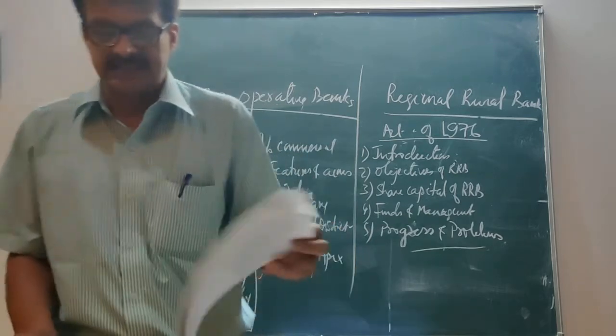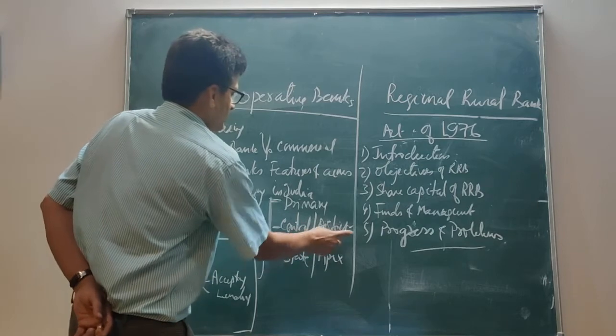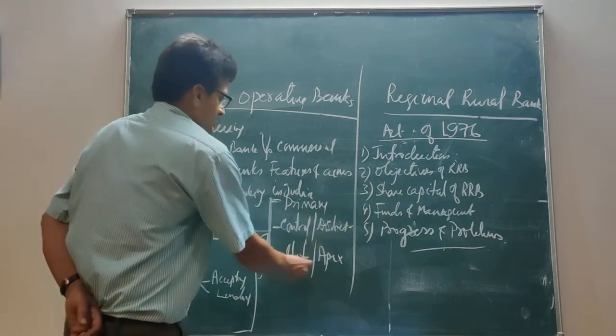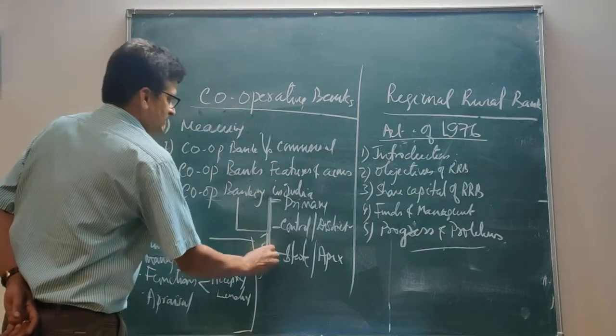Primary credit societies at the base, okay? Primary credit society at the base, the central or district cooperative bank at the district level, and the state or apex cooperative bank at the state level, right? That is the structure that we find in India.